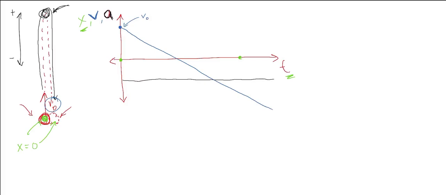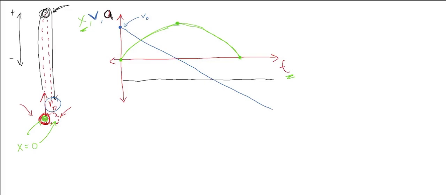And the question is, okay, well, what does it do after that? Well, it's going to go up to some maximum height. And in between, we know that it's going to have this t squared dependence. It's going to be a parabola. And because we have a negative acceleration, we're going to expect a concave down parabola here. Okay, something like that. Let's talk a little bit about why that is.